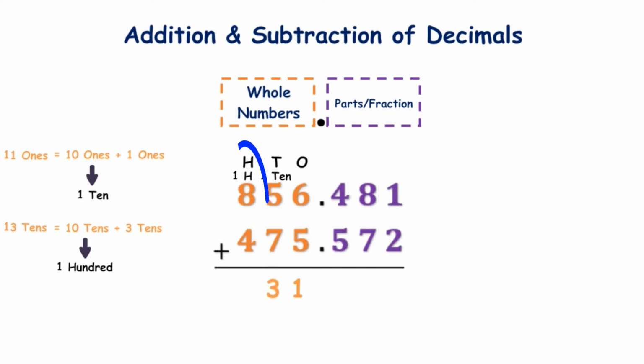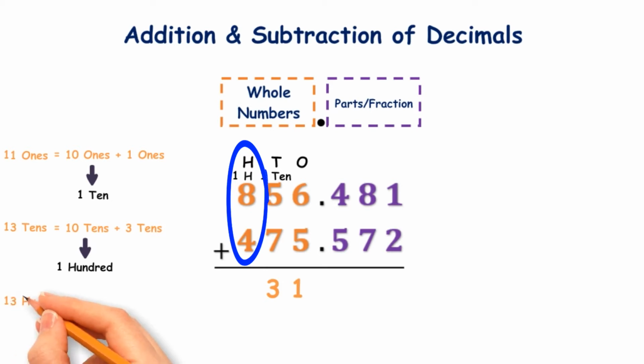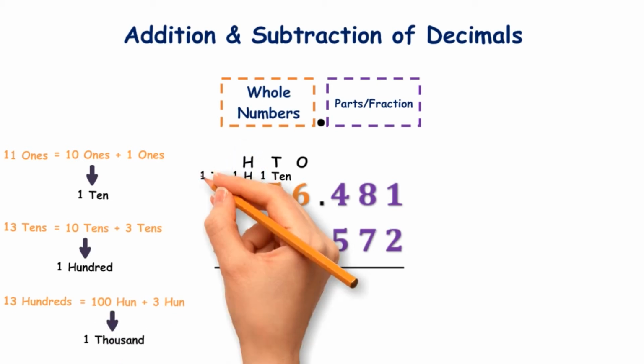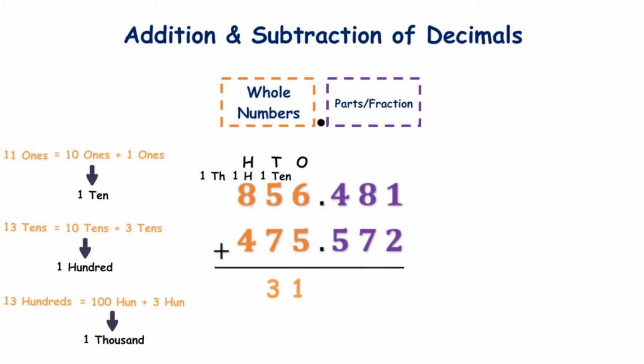Now 8 hundreds plus 4 hundreds equal 12 hundreds. And 1 hundred equals 13 hundreds. As we know, 10 hundreds equal 1000. 1000 will be shifted to the next column. Here I will write 3 hundreds. And 1000 same as it is.